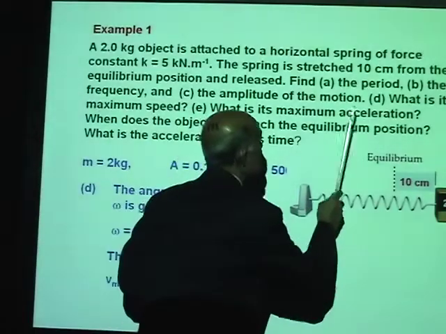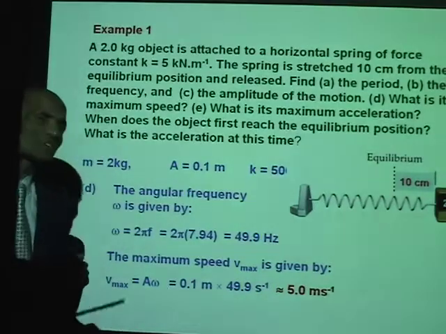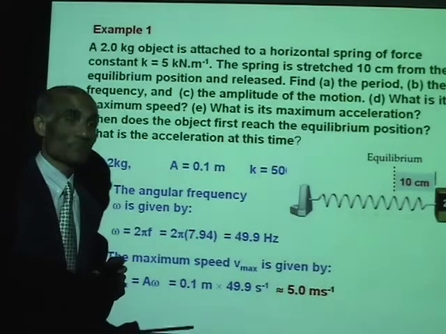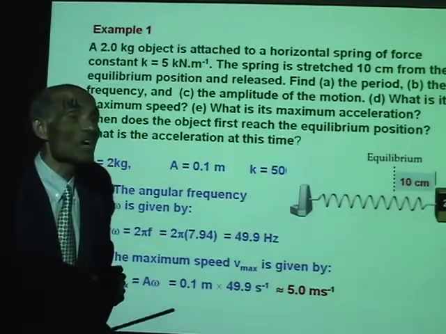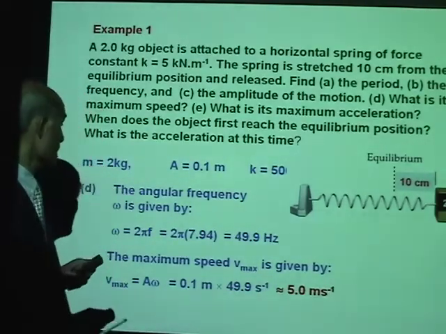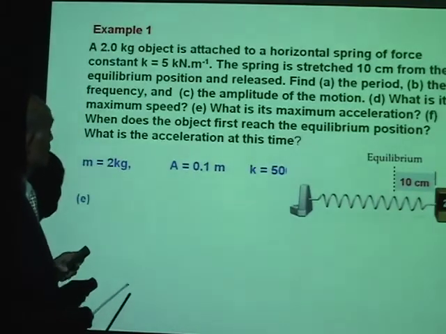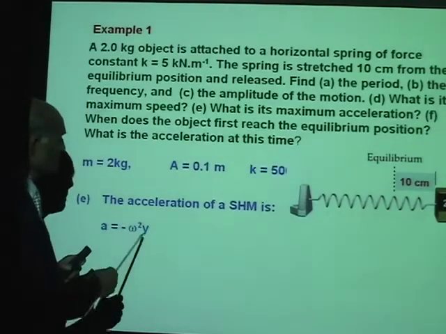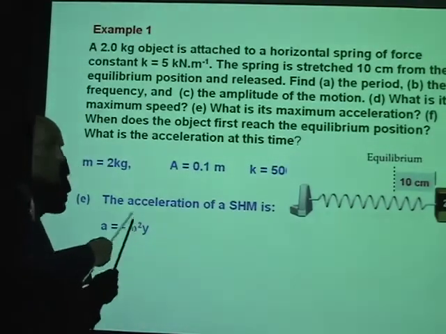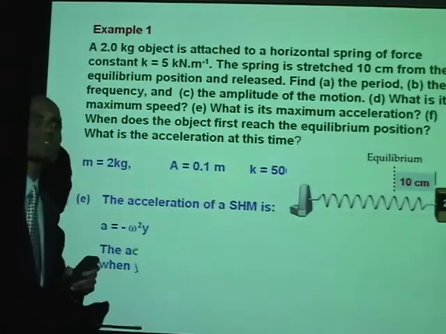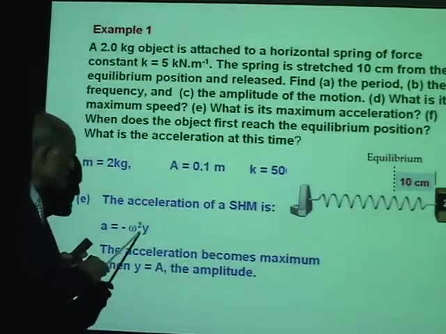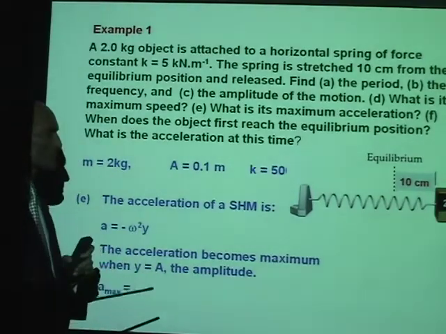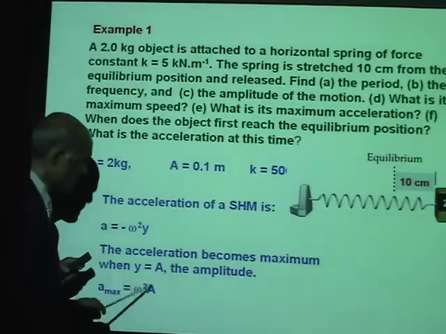What is its maximum acceleration? What is the equation for the maximum acceleration? Anybody? Maximum acceleration is A omega squared. Well, we've got all those quantities there. The acceleration of a simple harmonic motion, well, I really don't need to use this. I know the maximum value of y is A. Therefore, the maximum value of the acceleration is omega squared A.